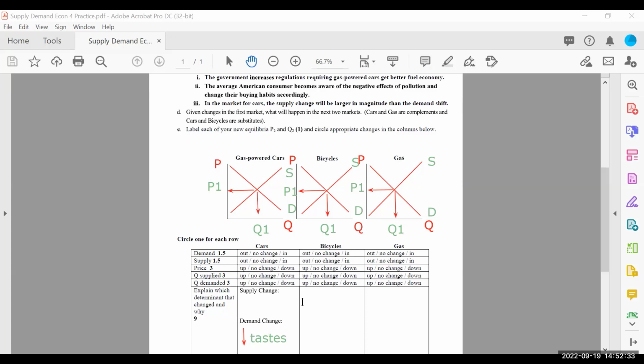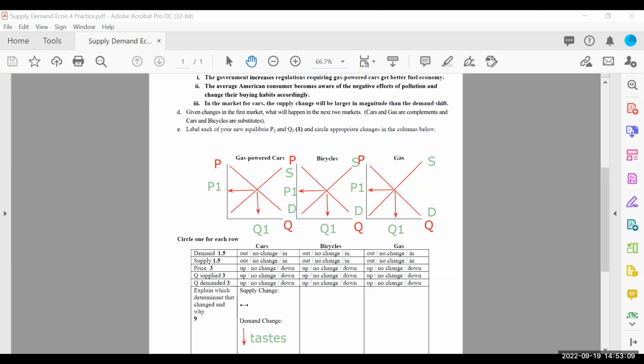Now the supply change. Obviously the other one, right? Because one's for supply, one's for demand. Government increases regulations requiring gas-powered cars to get better fuel economy. What's that going to do? Well, I think there's an easier one. The cost of inputs could increase. You could say that, and that's correct. But there's an easier one. Yeah, an increase in regulation. So let's do that one.